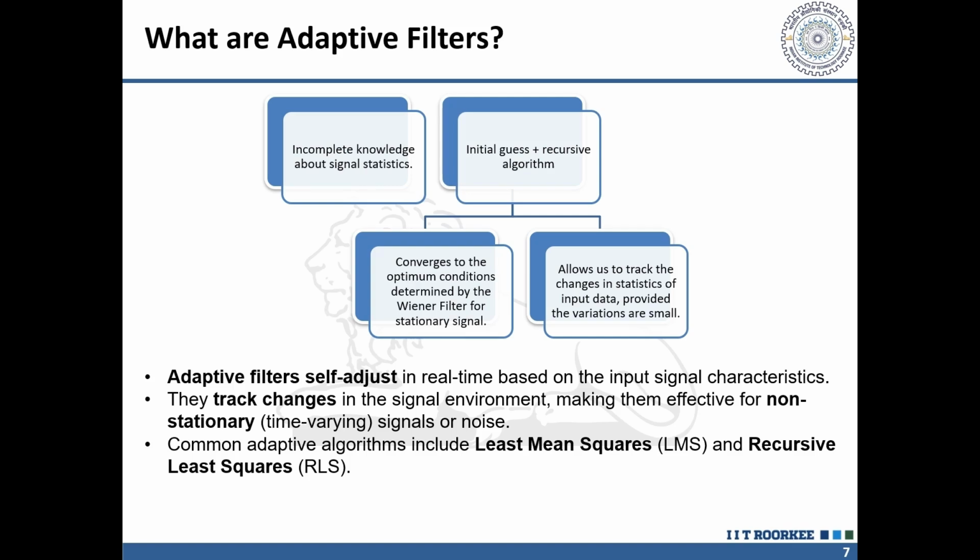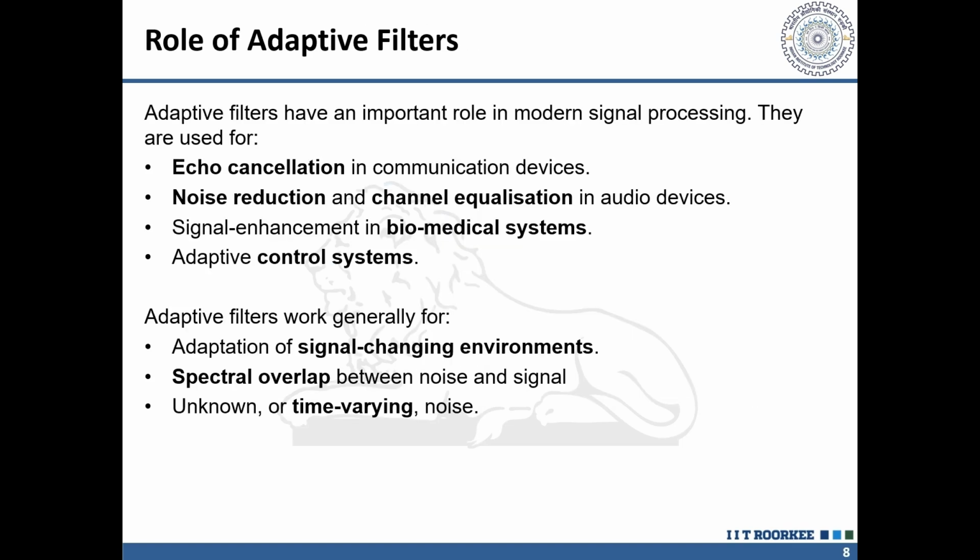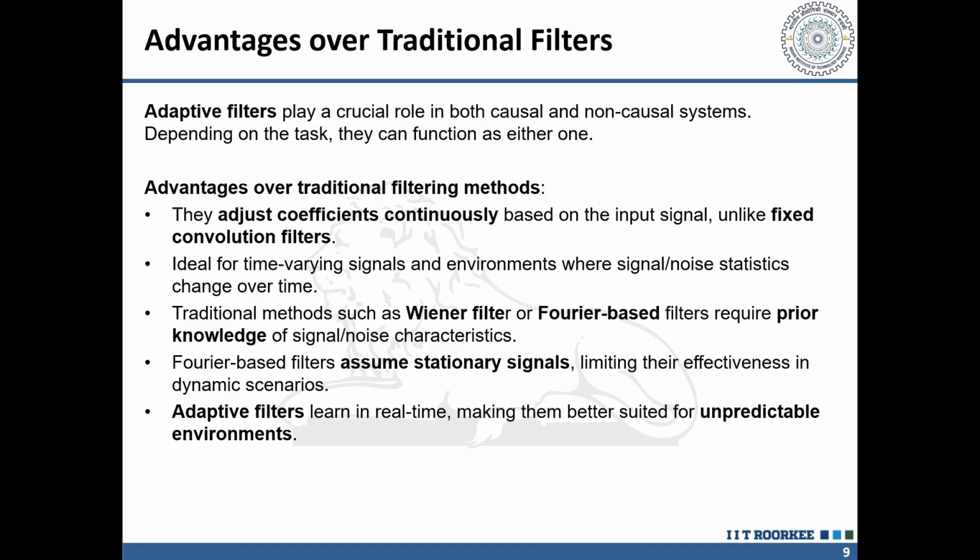So, what is the role of adaptive filters in signal processing? Adaptive filters have a very important role in modern signal processing. They are used for echo cancellation in communication devices, noise reduction and channel equalization in audio devices, signal enhancements in biomedical systems, and adaptive control systems. They have many more applications. Adaptive filters work generally for adaptation of signal changing environments, spectral overlap between noise and signal, unknown or time varying noise.